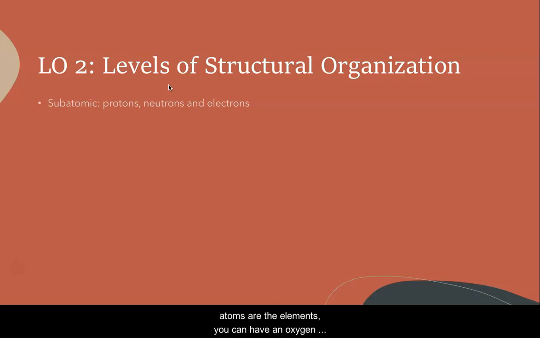And what are atoms? Atoms are the elements. You can have an oxygen atom, you could have a carbon atom, a nitrogen atom, phosphorus. I could go on naming them, but those are the atoms. But subatomic, meaning what are those atoms made up of? They are made up of protons, neutrons, and electrons. So you have protons and neutrons in the nucleus of atoms and electrons that fly around in nebulous clouds.